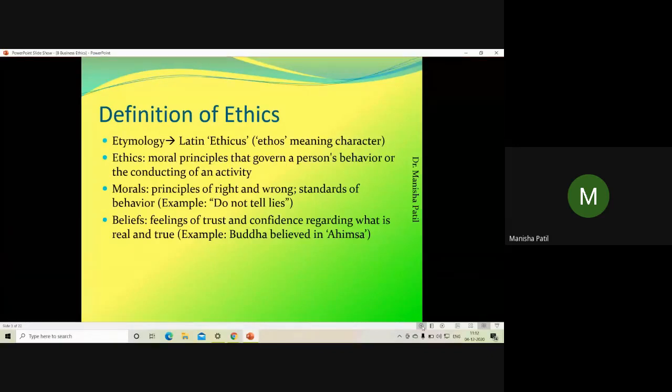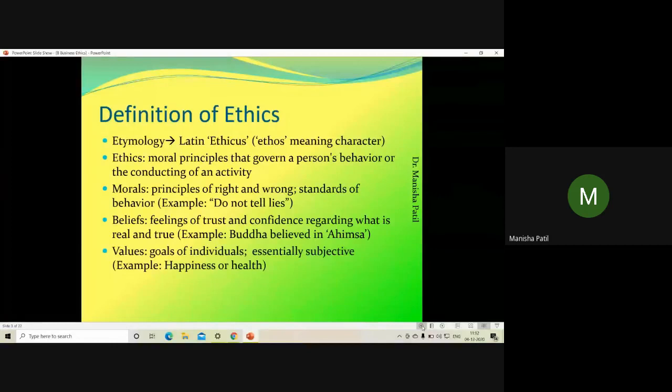Beliefs are feelings of trust and confidence regarding what is real and true. For example, Buddha believed in ahimsa. Values are the goals of individuals, essentially subjective. For example, happiness or health. So, in short, we can say that when we talk about ethics, we are concerned about what is right, what is fair, and what is proper.